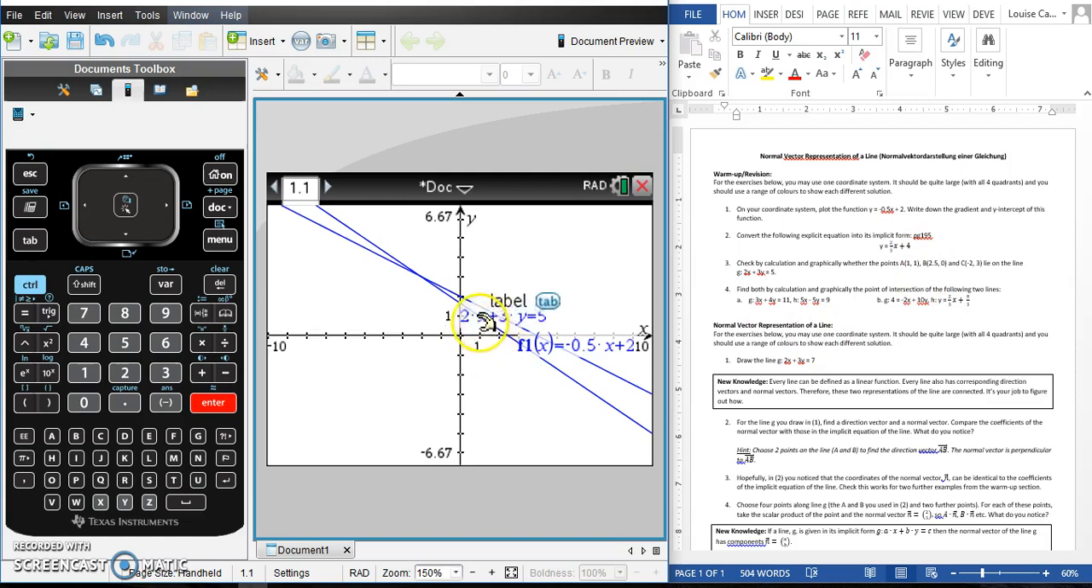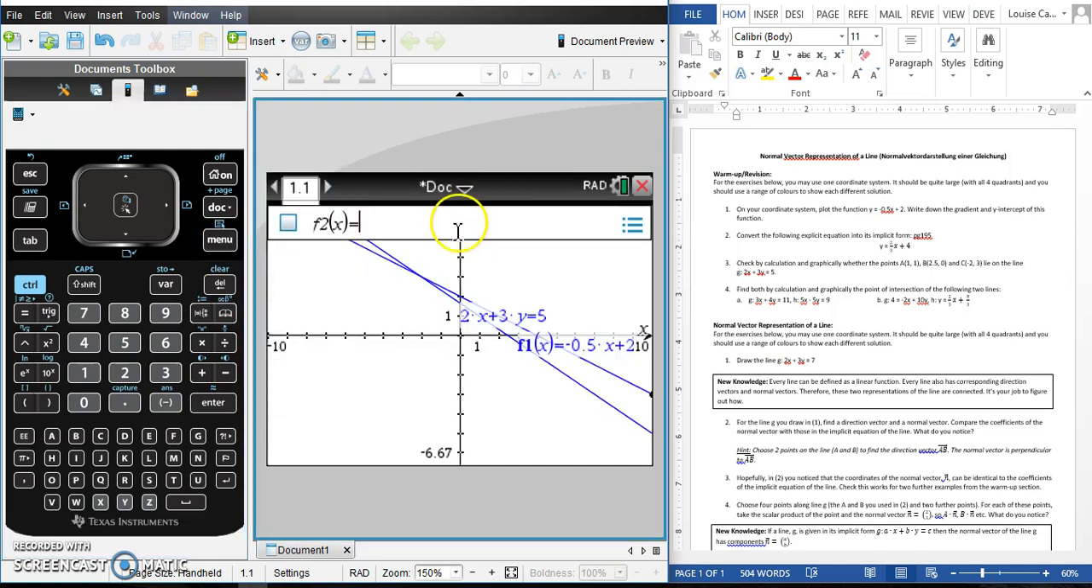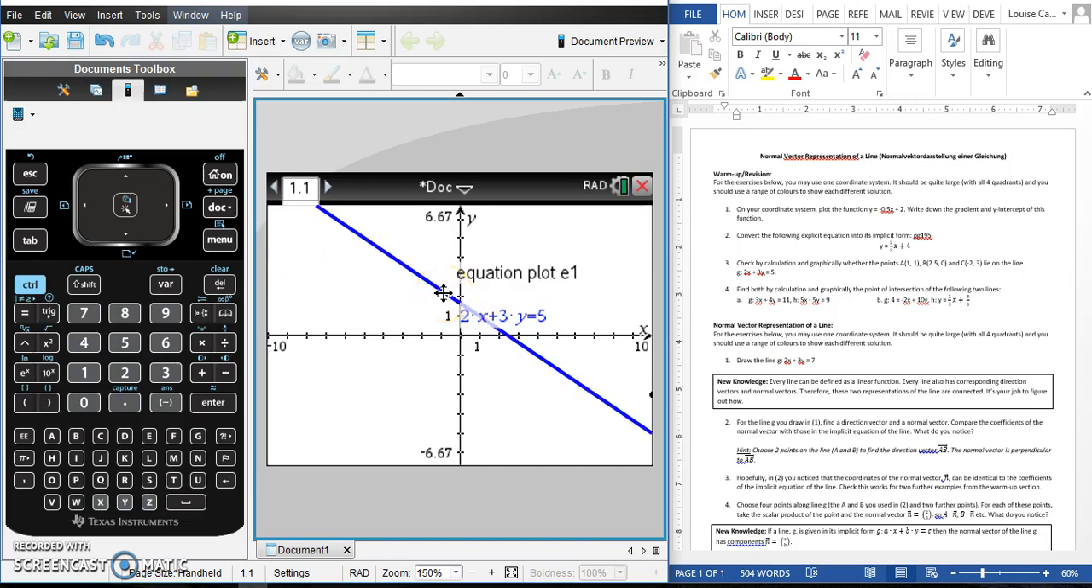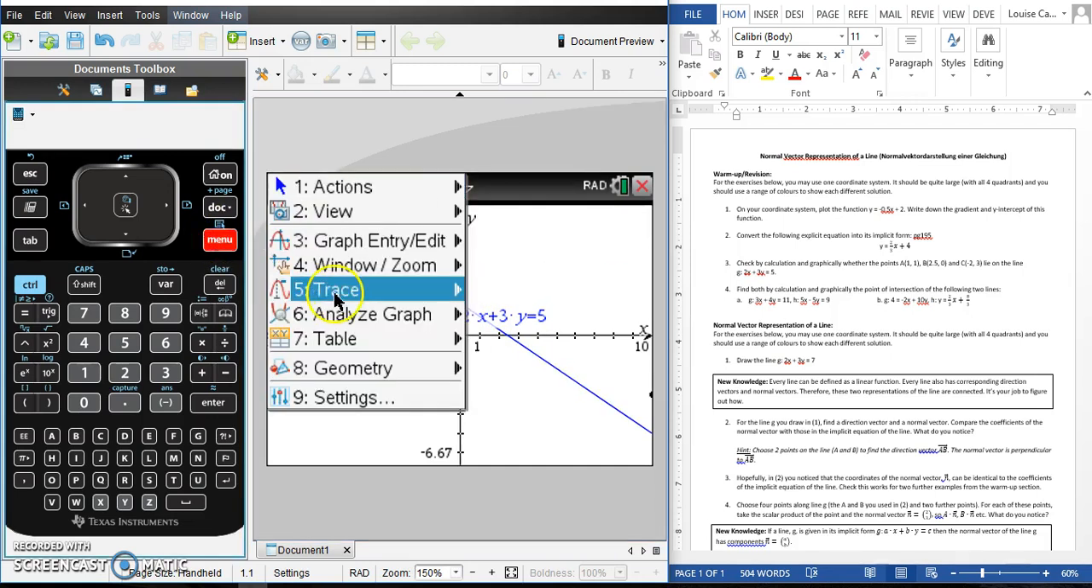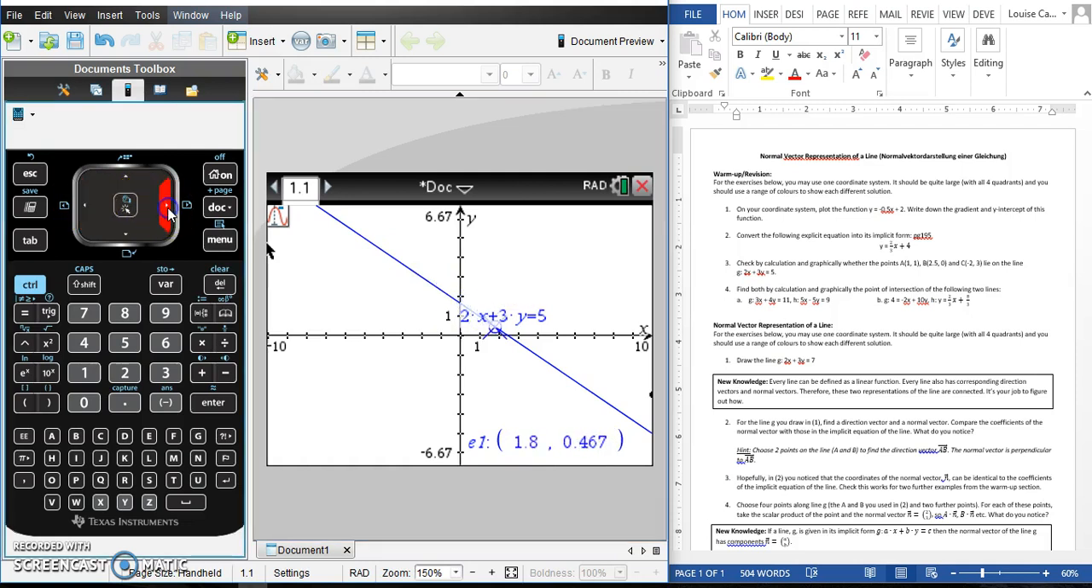And I can see on here if 1, 1 lies on this line. So if I hide the function that I'm not interested in, I go menu, graph entry, edit, and I entered that in function one. So this function here is the one that now I'm not interested in. So I've hidden that one, and I'm just left with the line that I am interested in. And I can go menu, trace, graph trace on this one, and if I press the arrow keys, I can move along the function, and I can see that it kind of looks like 1, 1 lies on the line.